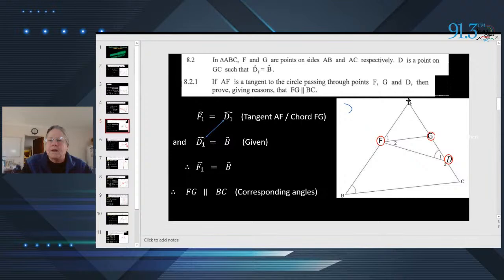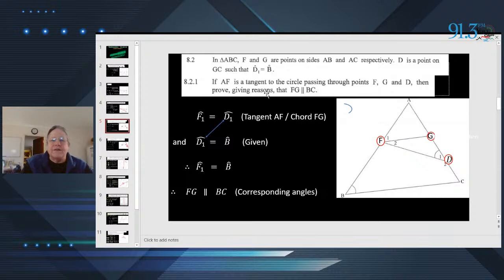So let's look if we can't find a tan chord. If AF is the tangent, FG is a chord on this circle. So if we then can prove or find a way to say that F1 is either equal to B or to D, then we almost have the question done. So let's see how I went about writing it down.